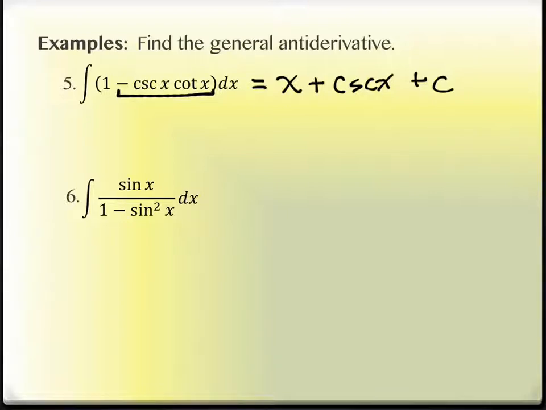The quotient identities are that tangent is sine over cosine, and cotangent is cosine over sine. You should know quotient identities. There's only 2 of them. And then the last one is Pythagorean identities. And there's 3 Pythagorean identities. The one that you're most familiar with probably is that sine squared plus cosine squared equals 1.